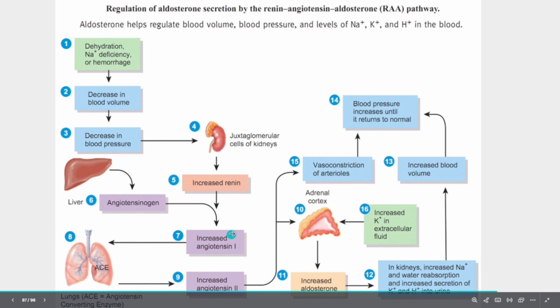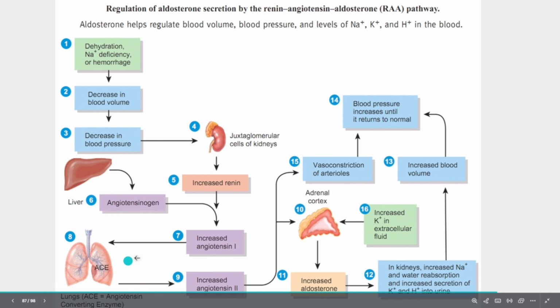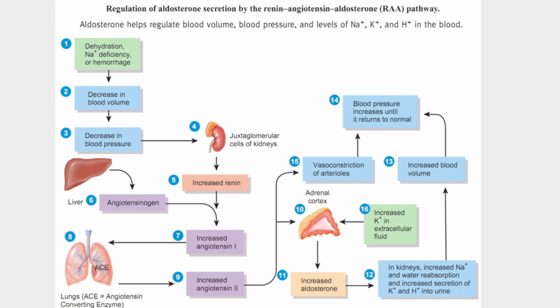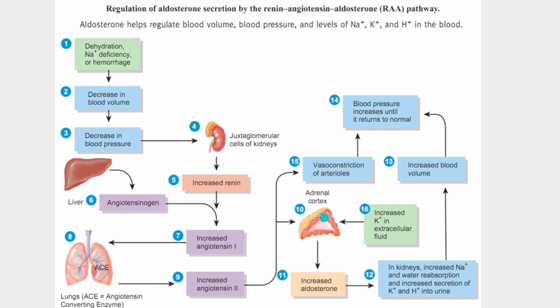So renin catalyzes angiotensinogen into angiotensin 1. Once angiotensin 1 increases to a certain amount, it will stimulate the lung to secrete ACE. This ACE will catalyze angiotensin 1 into angiotensin 2. Okay, next, this angiotensin 2 will stimulate the adrenal gland to start releasing, secreting the aldosterone.